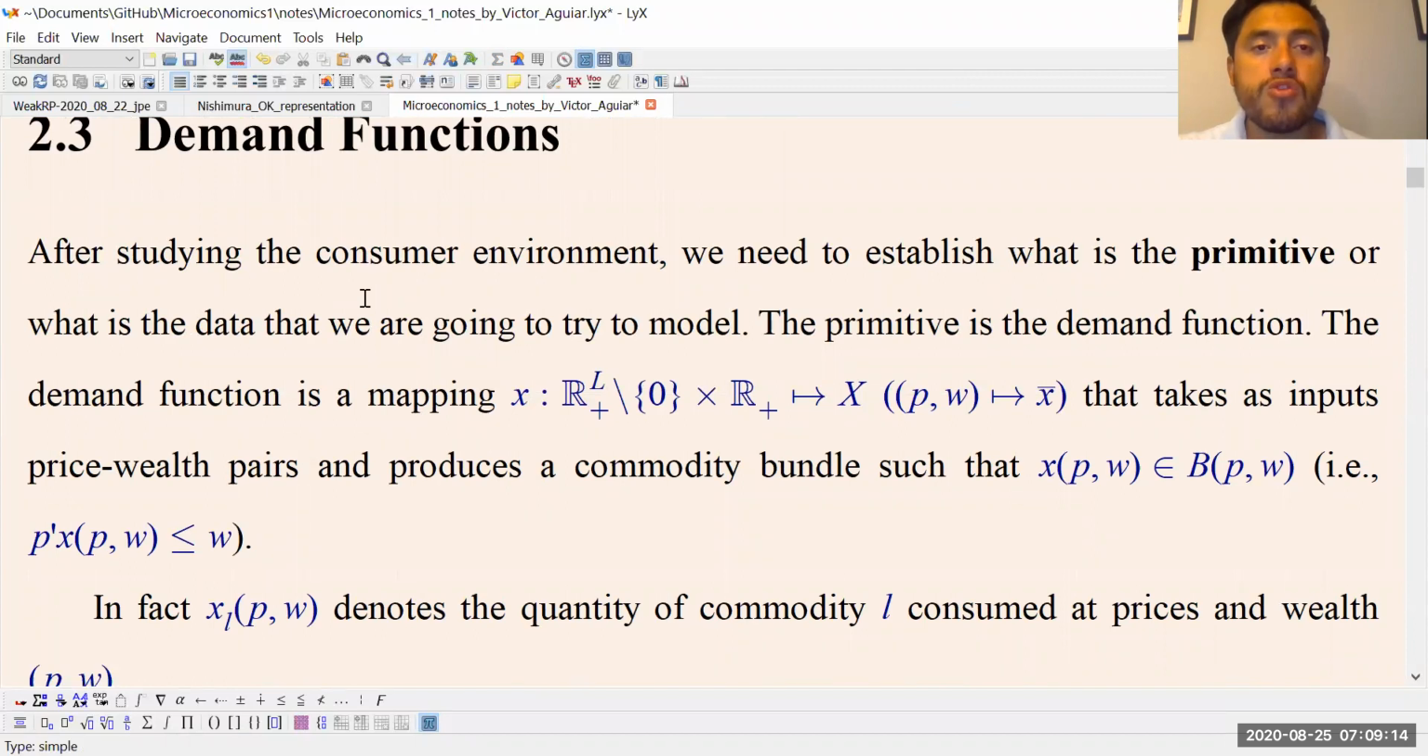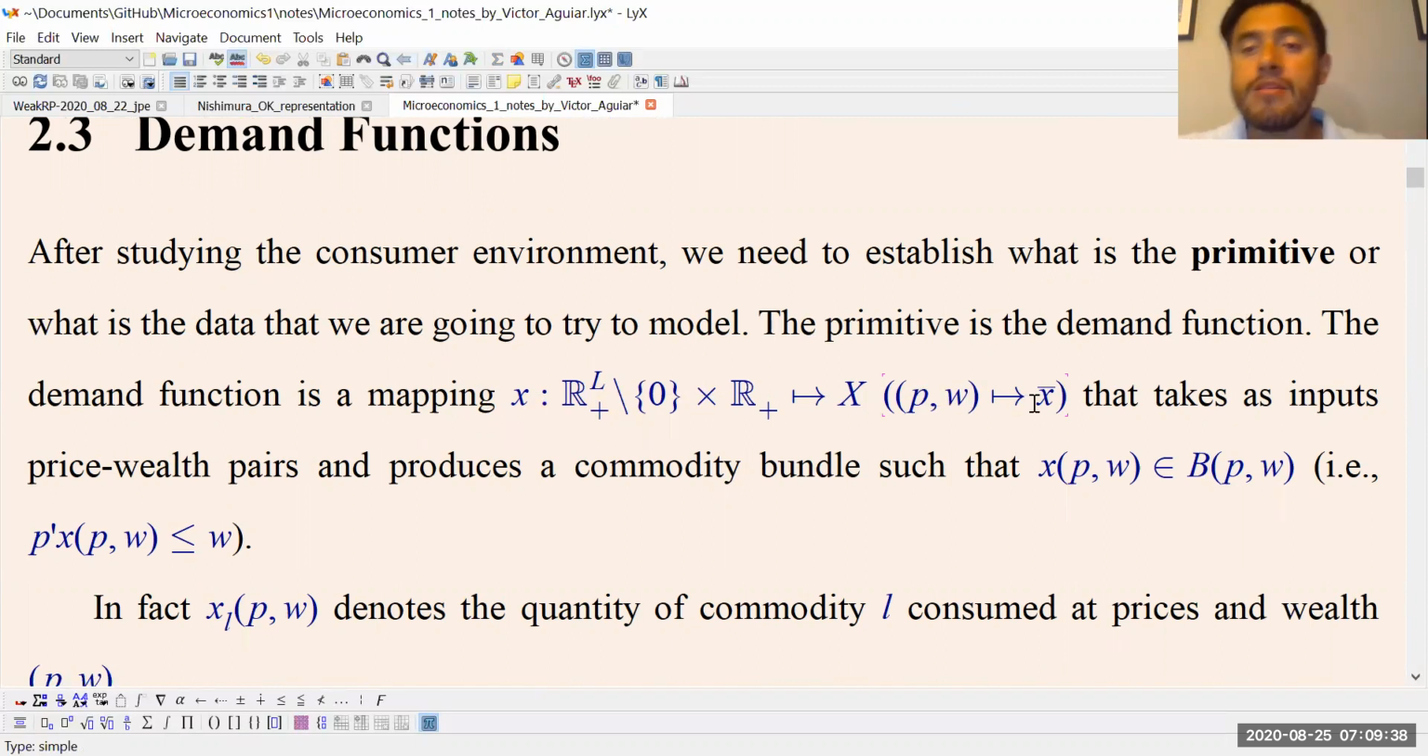Now, after understanding the consumer environment, we're going to introduce what is called the demand function. This is the object of interest or the primitive of our theory. So in particular, I'm going to assume that the theorist has access to or observes a demand function. A demand function pretty much is a mapping that goes from the space of prices and income to the commodity space.